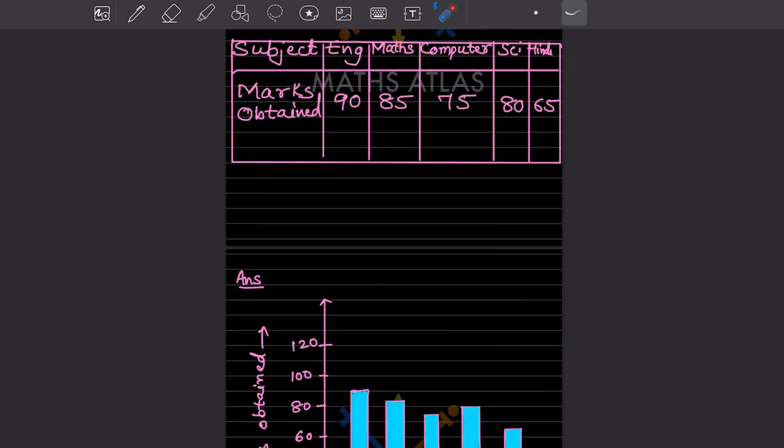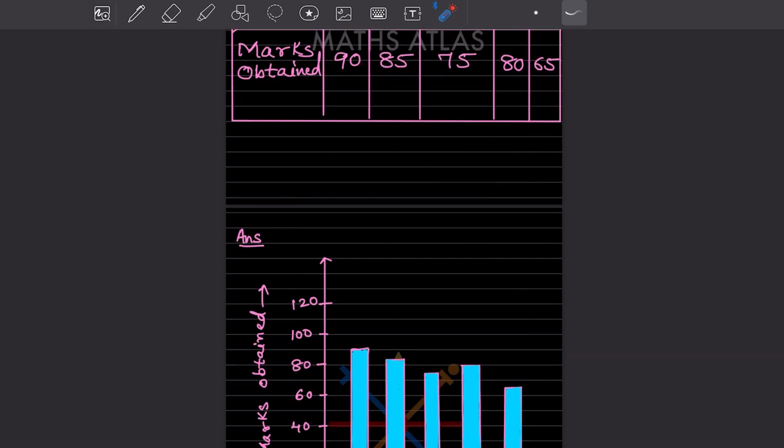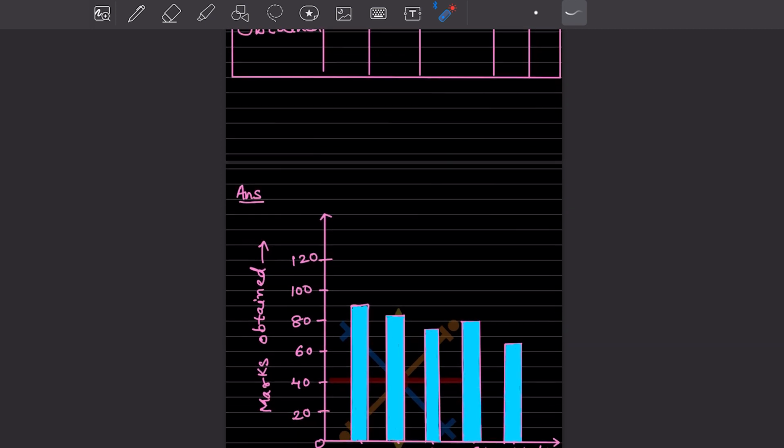Now look at the marks. I took 20, 40, 60, 80, 100 and 120. The scale should be proper. Now this is for 90. 90 is in between 80 and 100, so I put the line here. This is 85, the maths one, you will take somewhere there. This 90 is here, so it will be in between 80 and 100.